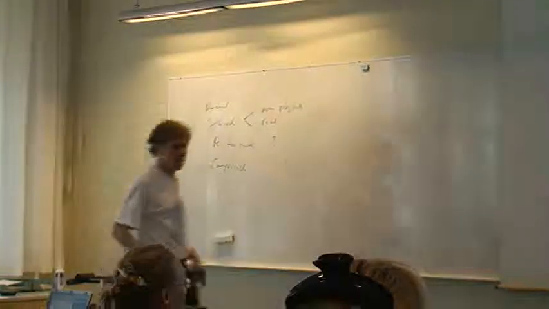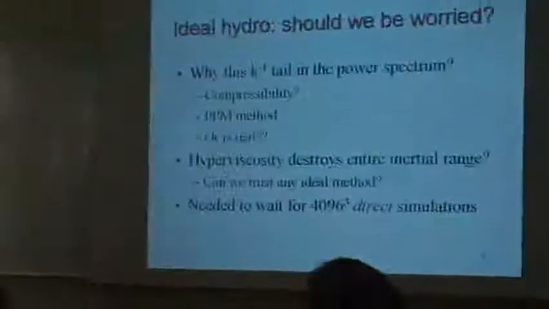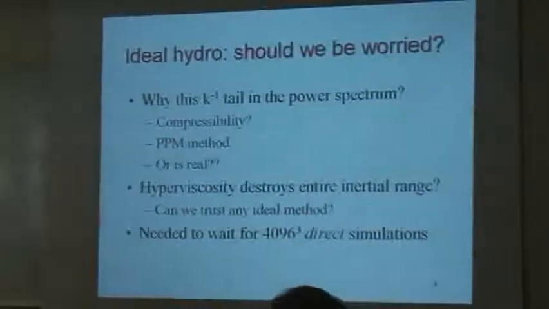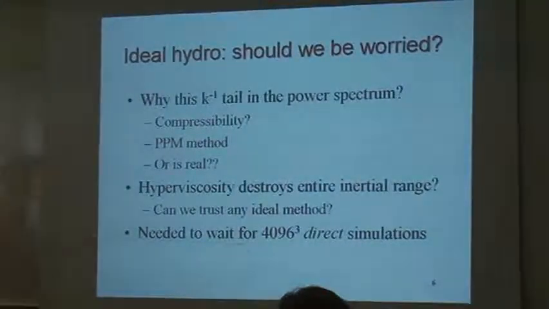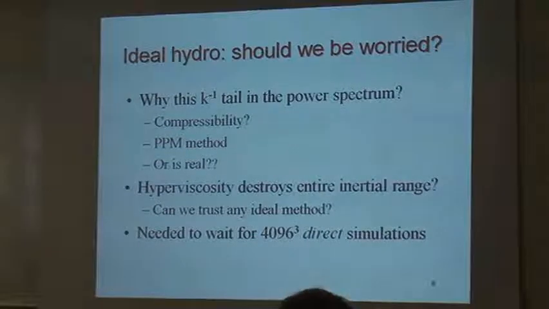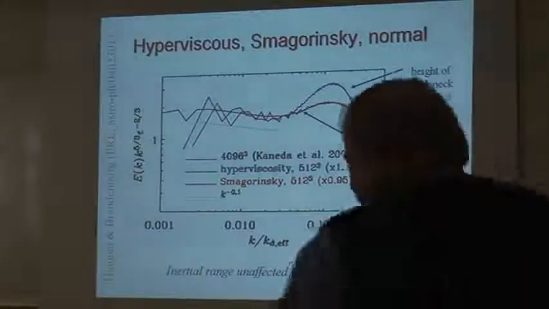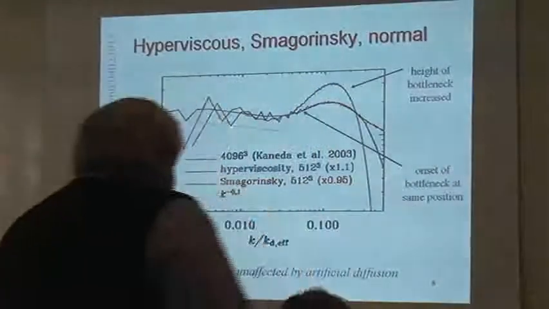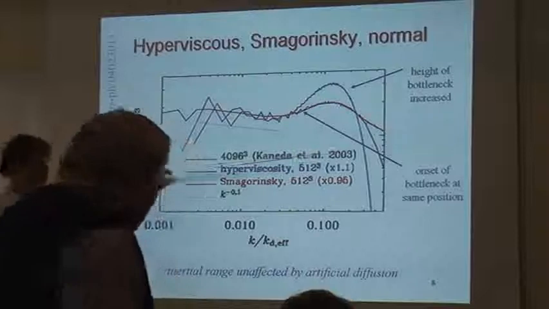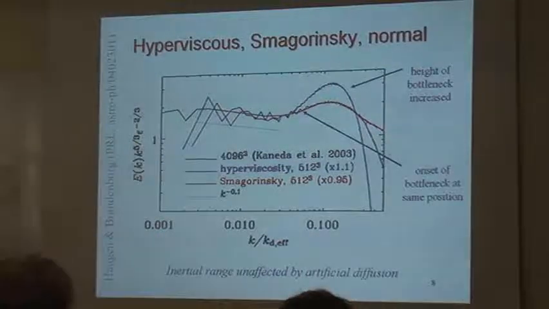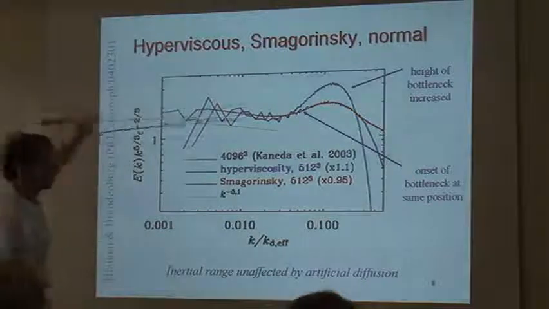And we really needed, I mean, even though these simulations were available already back in '98, we didn't really know the answer, and one had to wait until the 4,000 cube simulation became available to really address this issue. And this was then done by Kaneda and company, who calculated on the Earth Simulator at 4,096 cubed the power spectrum, and what they find is the black line.